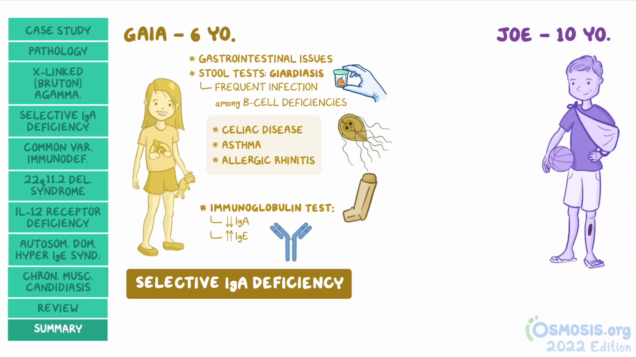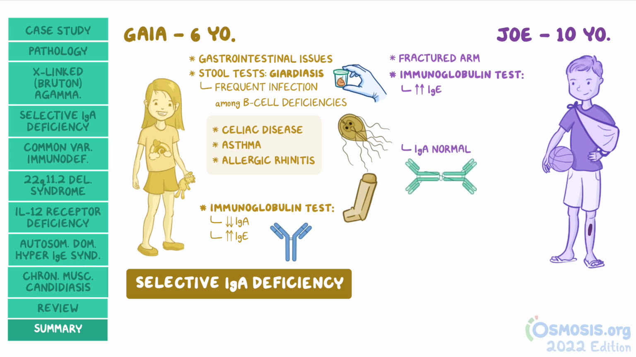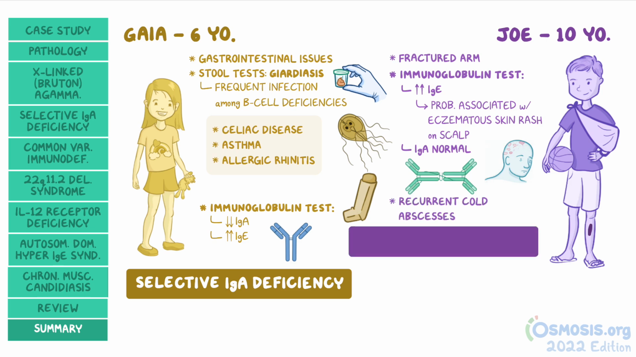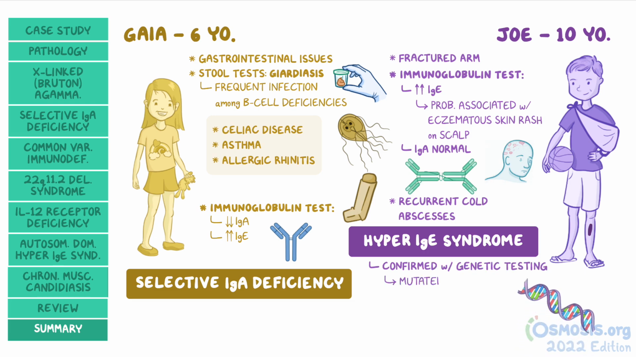Joe is a 10-year-old boy that presents with a fractured arm. His immunoglobulin test also reveals increased IgE levels, but IgA levels are normal. The high IgEs are probably associated with the eczematous skin rash on his scalp. Now, if you combine these findings with the history of recurrent cold abscesses, diagnosis of hyper-IgE syndrome is highly likely. This was confirmed with genetic testing that revealed a mutated STAT3 gene.